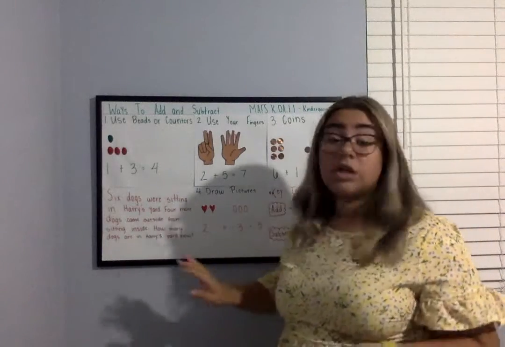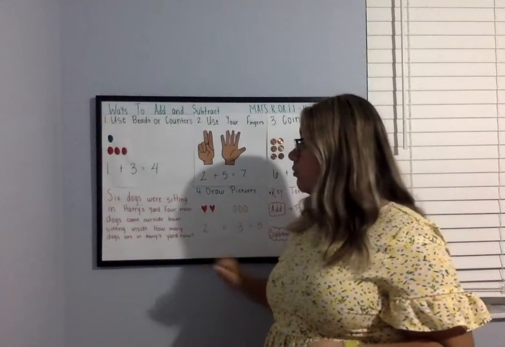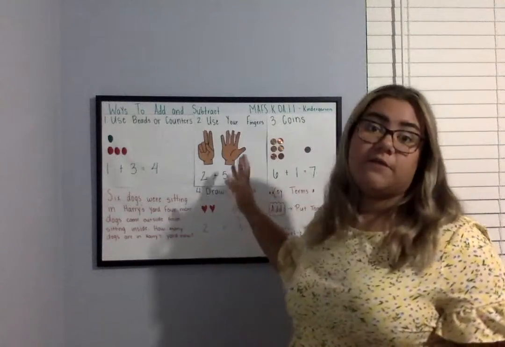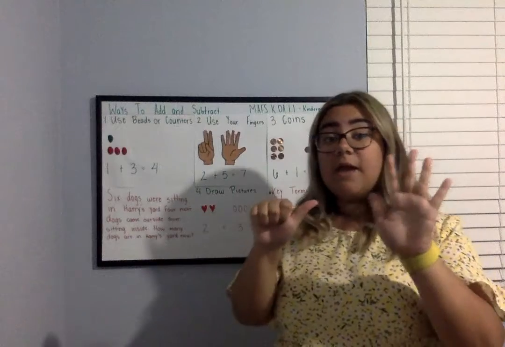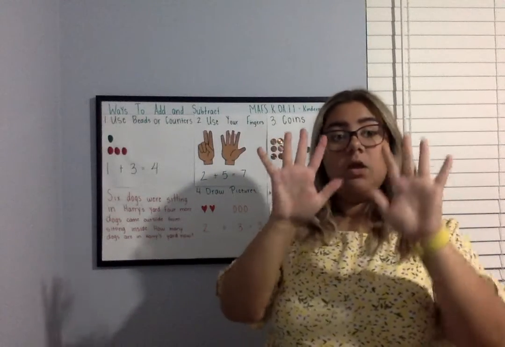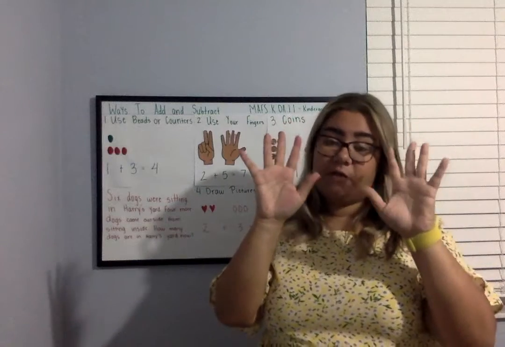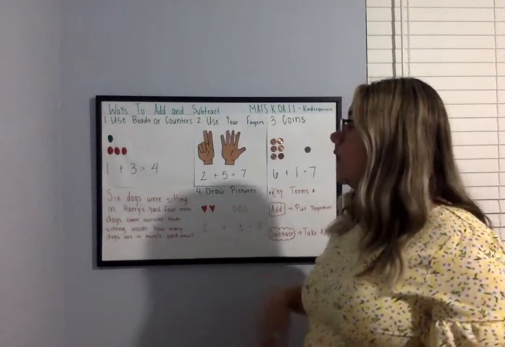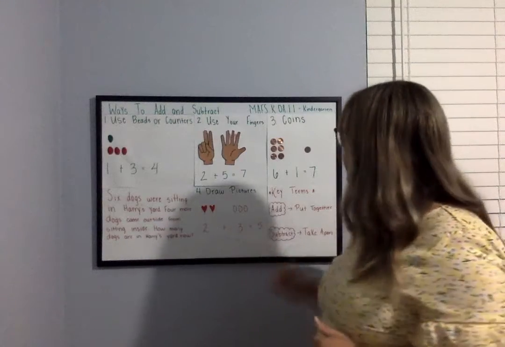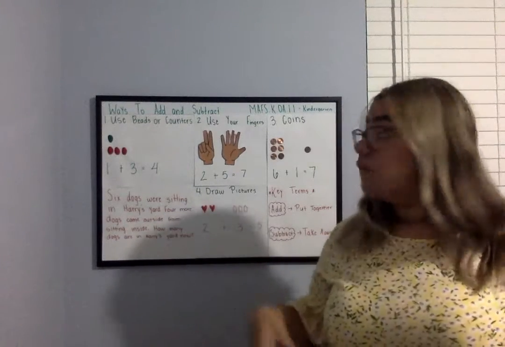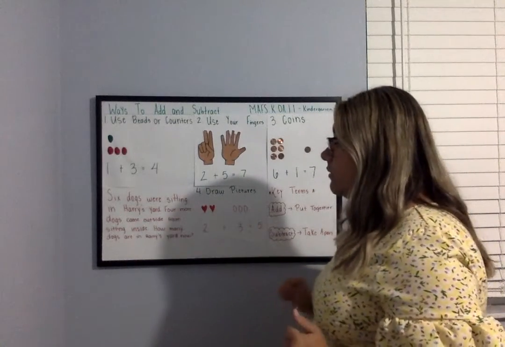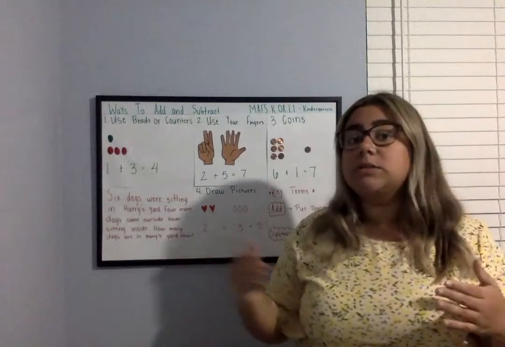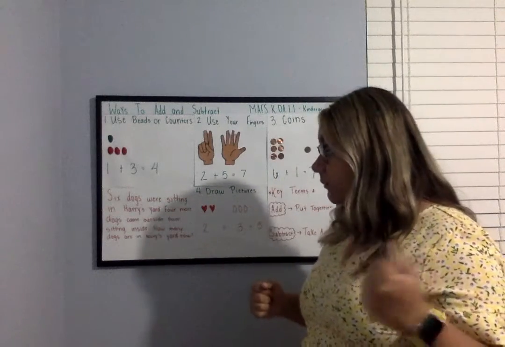For example, if you were going to turn this into a problem where they could only use their fingers, for example, you would have them show that they had 6 dogs that were sitting in Harry's yard, and 4 more dogs came to play. You'd have your students count all 10 of their fingers. We could use beads and counters for this problem, and you could even have them draw pictures. So for this one, you could even have them draw 6 dogs sitting in a yard, and then you could have them do 4 more dogs coming outside to play from inside.